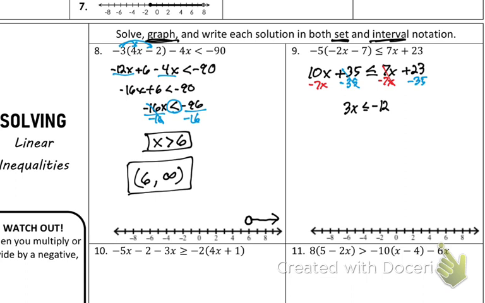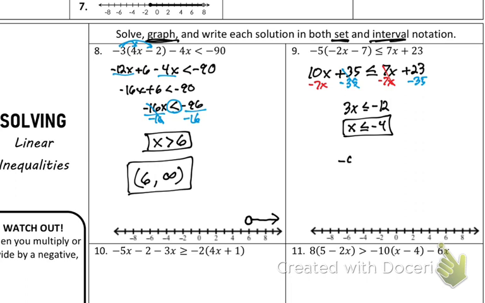Notice I am dividing by 3, but it's not a negative. I don't care if 12 is negative. I am not the one dividing or multiplying by a negative, so my sign will not change. I will divide both sides by a positive 3, so x is less than or equal to negative 4. That is my set notation. I just have to go, okay, x needs to be less than or equal to negative 4, so I'm looking for numbers that are really small.